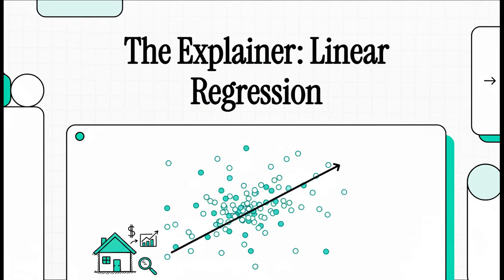Today, we're cracking open a fundamental tool in data science, linear regression. It might sound a little technical, but it's really the secret engine behind everything from forecasting house prices to predicting sales. And trust me, by the end of this, you're going to get exactly how it works.